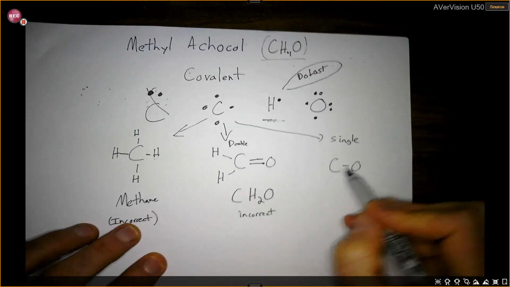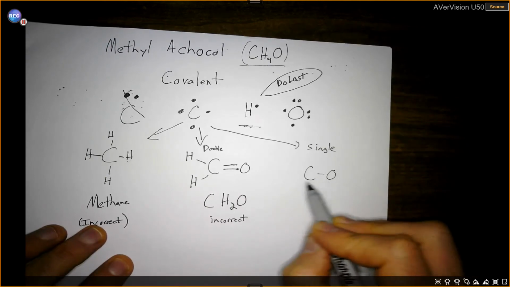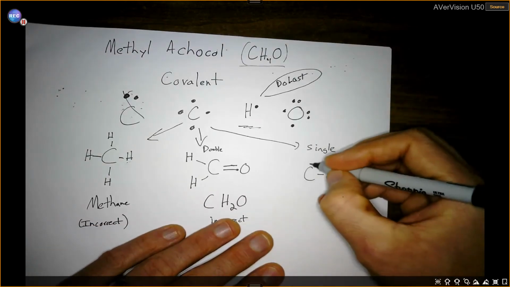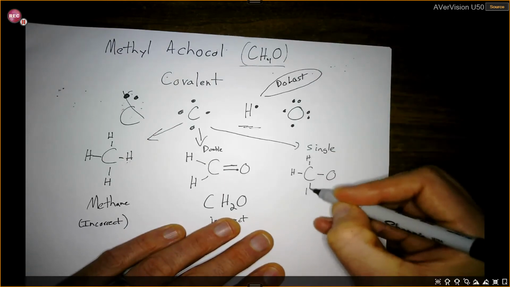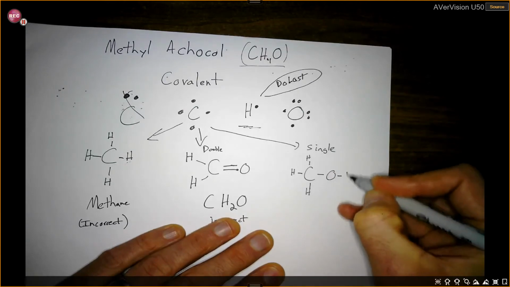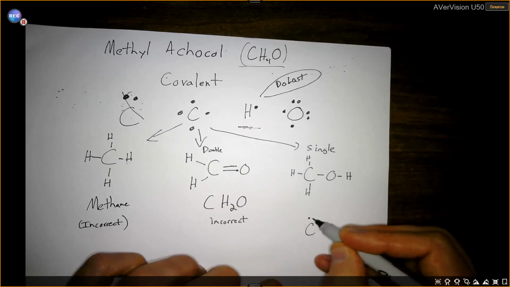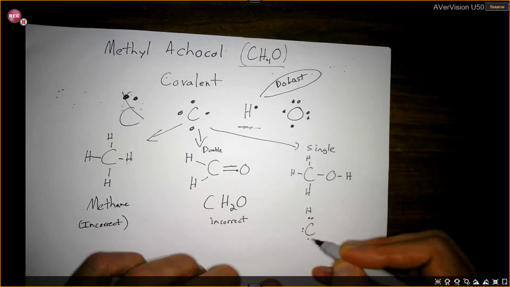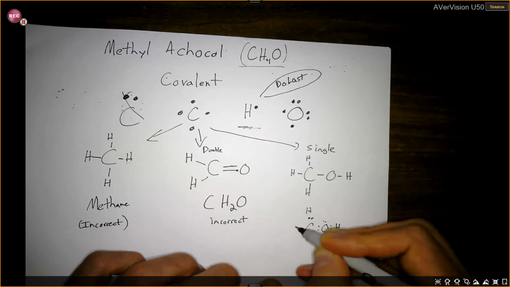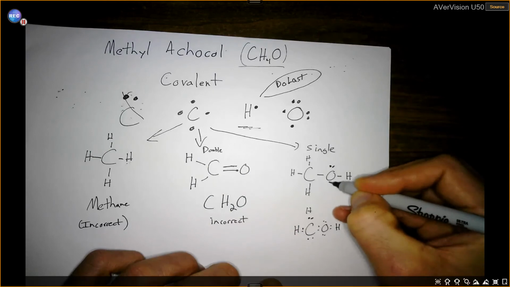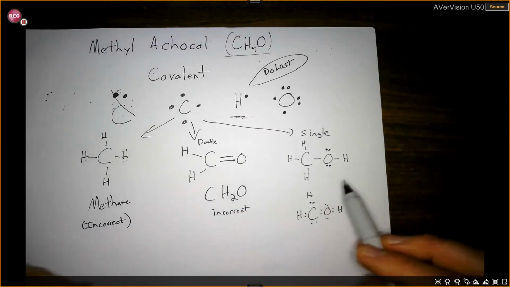Now, if I do a single bond between the carbon and the oxygen, how many more spots do I have? 1, 2, 3, H, H, H, and then, all right? You can draw it with the dots if you want. I find the sticks much more easy, all right? So this would be a covalent bond.